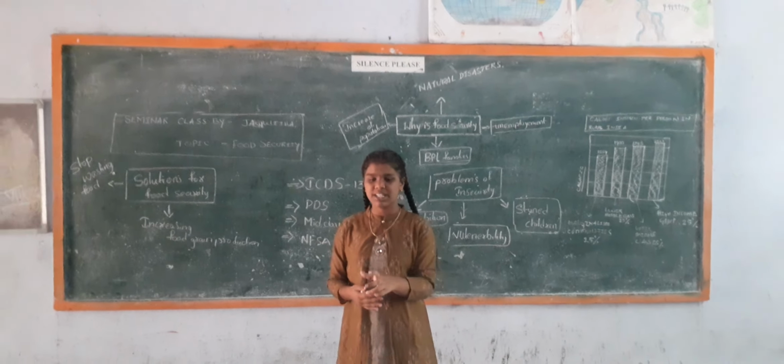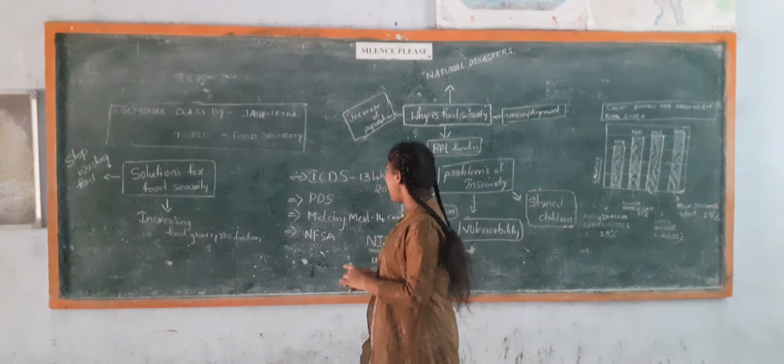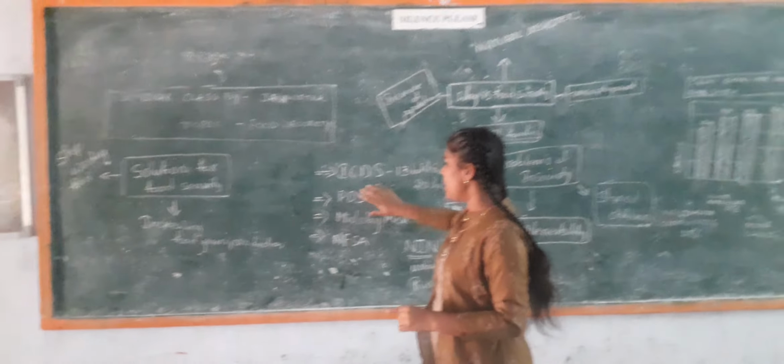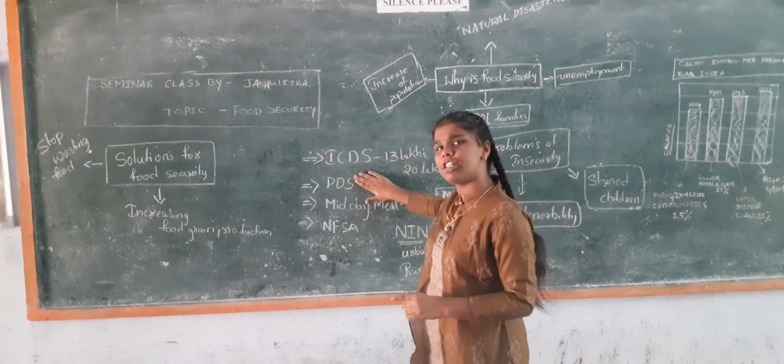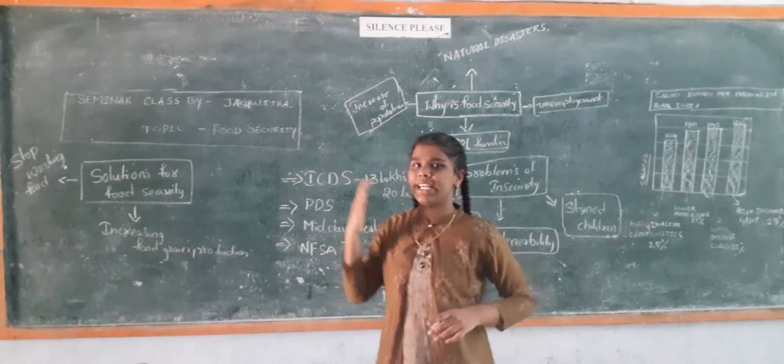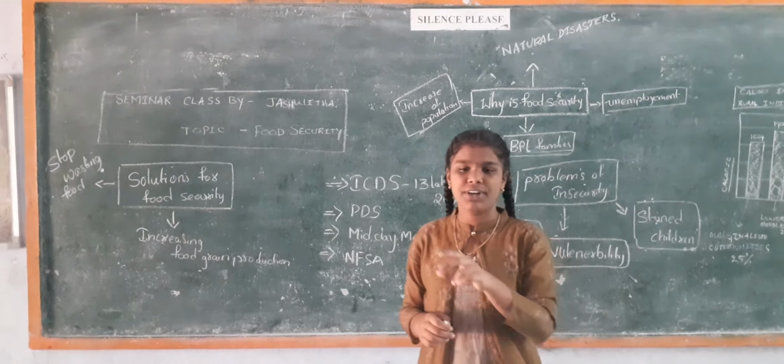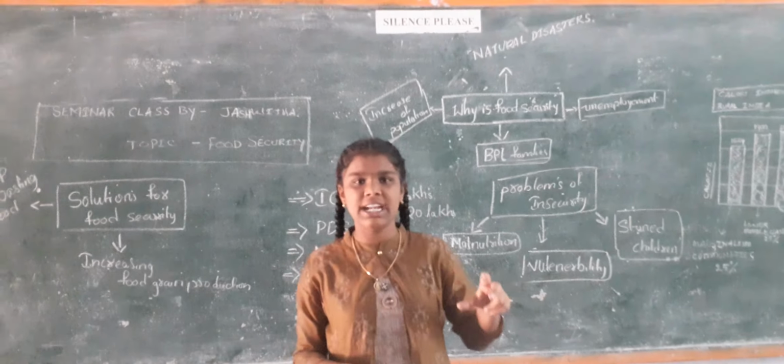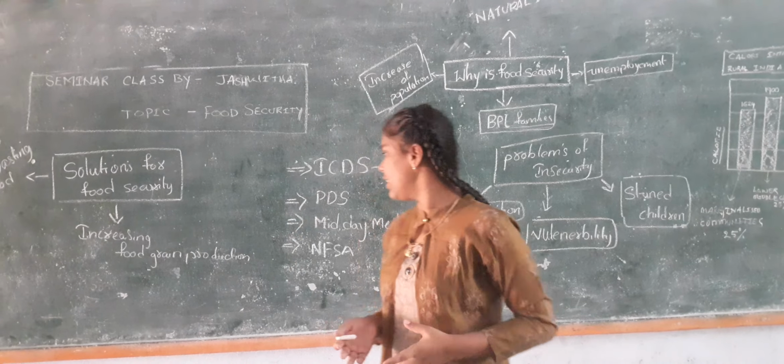To reduce this, our government has introduced the ICDS system and the PDS system. PDS stands for Public Distribution System. PDS was introduced in the days of the Bengal famine. PDS was first introduced in Tamil Nadu, and overall it has continued till today.